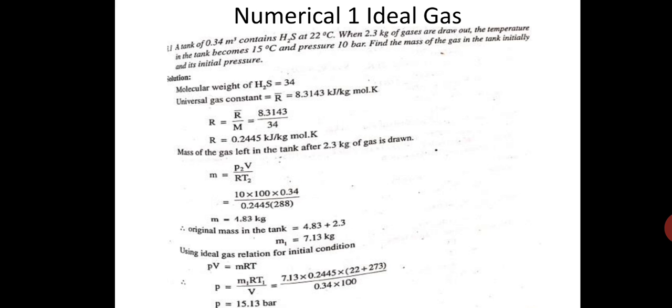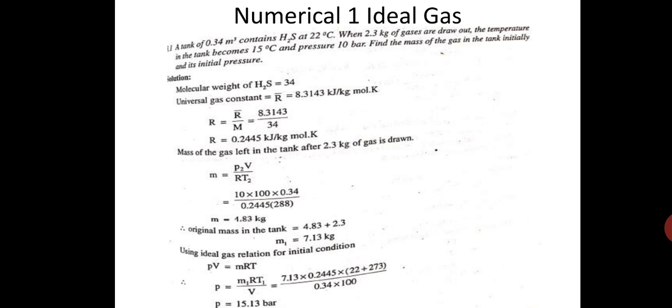Now the universal gas constant R bar is fixed as 8.3143 kilojoules per kg mole Kelvin. Now we have to find the particular gas constant for hydrogen sulfide. R is equal to R bar divided by M. R bar is 8.3143 and M is 34. So dividing 8.3143 by 34, we get the gas constant R as 0.2445 kilojoules per kg Kelvin.